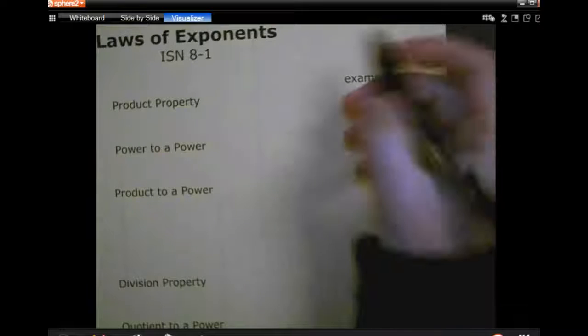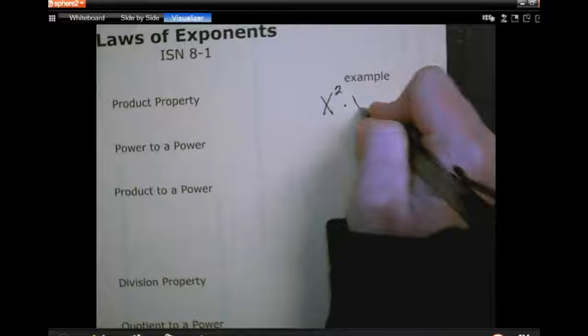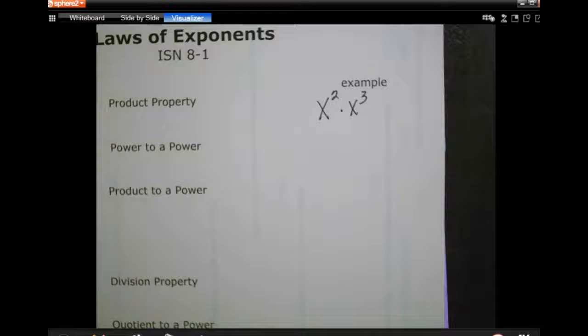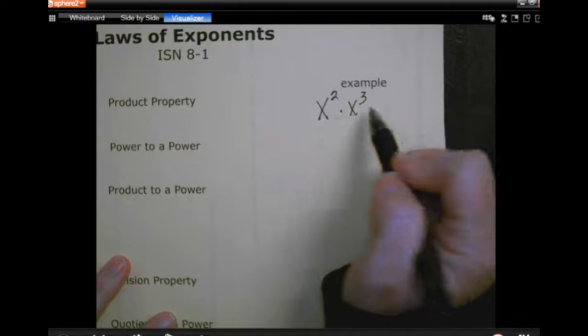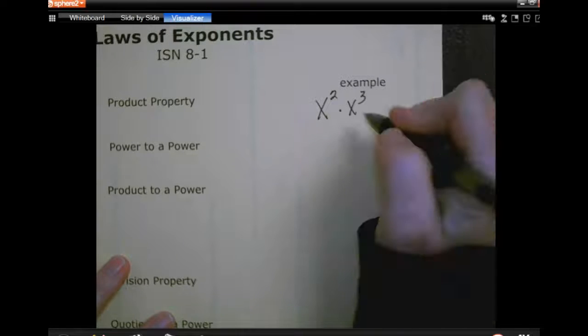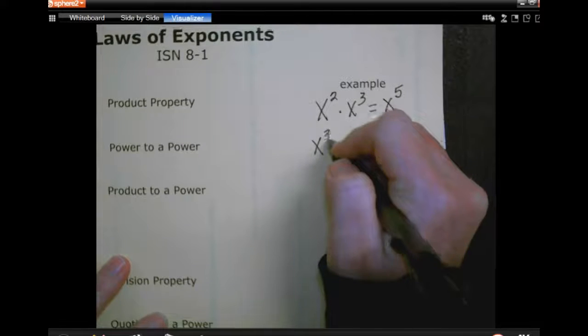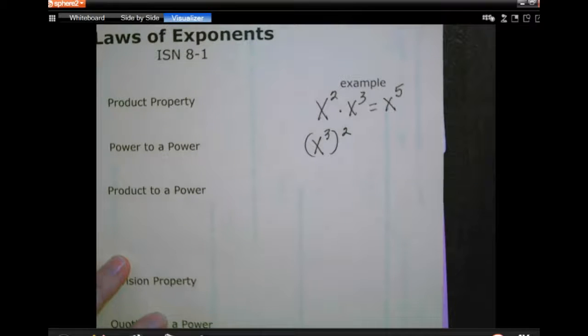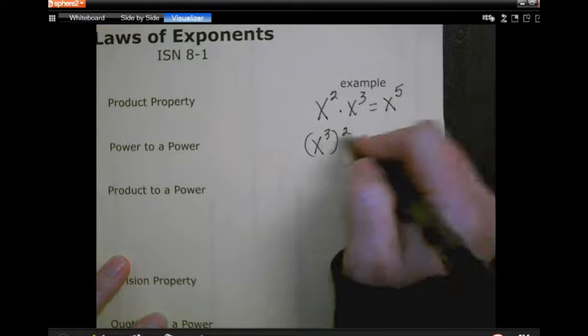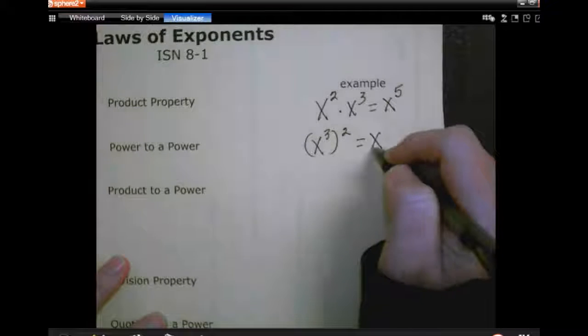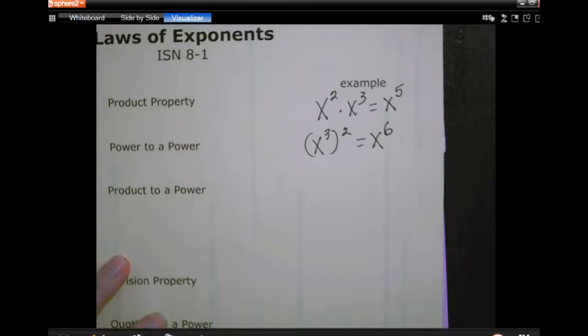Okay, so if I was going to take x to the second times x to the third, what do I do when I'm multiplying? What do I do with the exponents? I add, so I get x to the fifth. When I'm raising to a power, x to the third raised to the second power, what do I do with the exponents? I multiply, so I get x to the sixth.